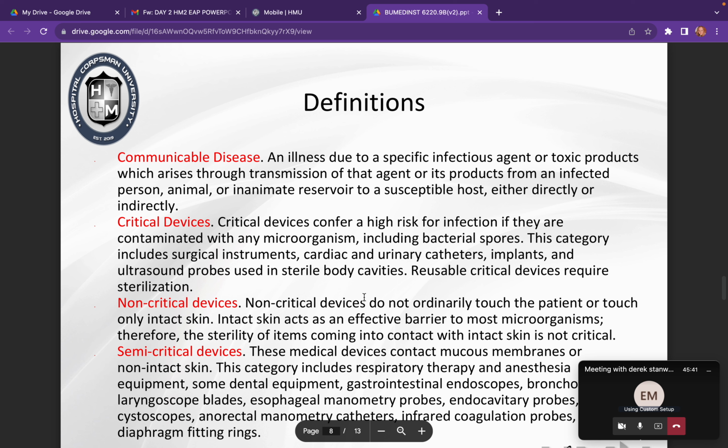Now, difference between critical, non-critical, and semi-critical. Okay, so I'm going to give you the quick breakdown on that.